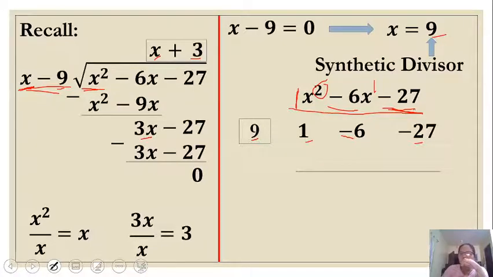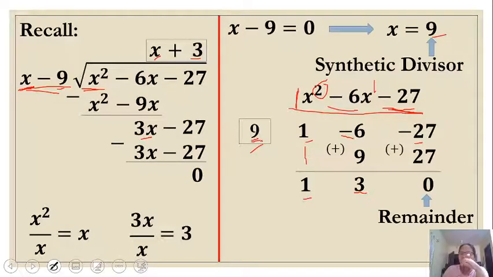First step is to bring down the first number. So bring down 1 there. And then multiply 1 by 9. 1 times 9 will give us 9 as a product. We write the product under the second number. Then by addition, negative 6 plus 9, that's 3. Multiply 3 by 9. 3 times 9 will give us 27. And by addition, that's 0. The last number indicates the remainder. If it's 0, then there's no remainder.